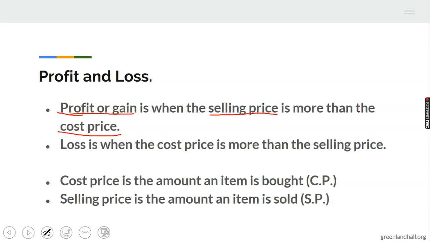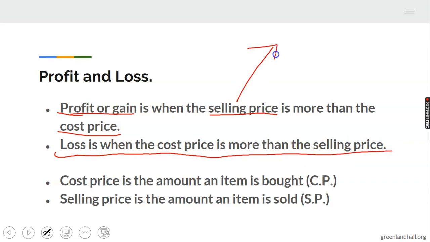And then just pay attention, listen to this one now. The second one we are talking about is loss. Loss is when the cost price is more than the selling price. In profit, it is the selling price that is more. But in loss, the selling price is less. Now, what is cost price? Cost price is the amount an item is bought. How much you buy something.